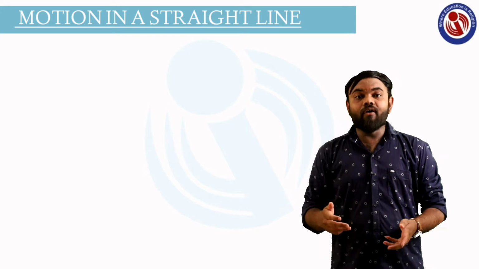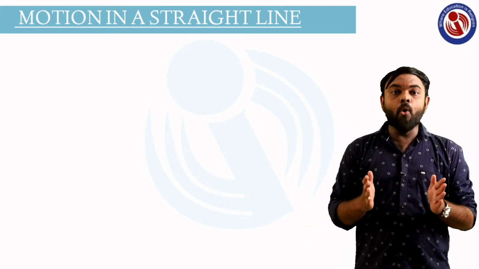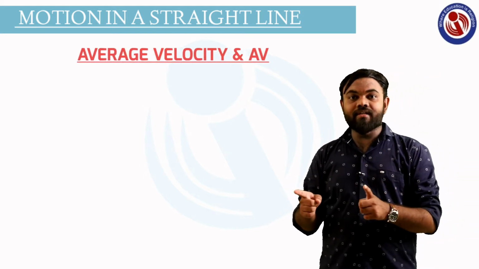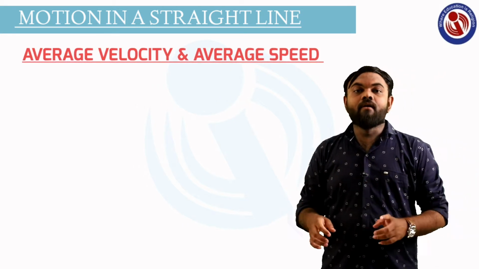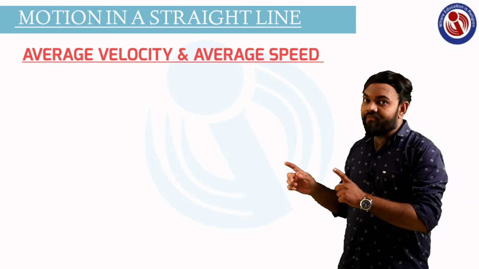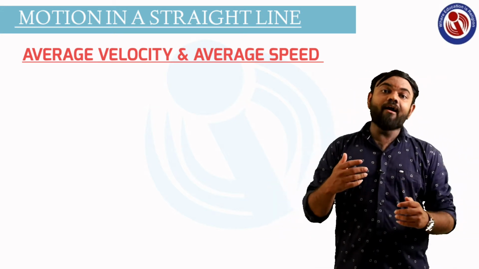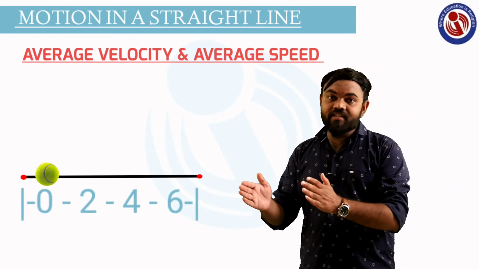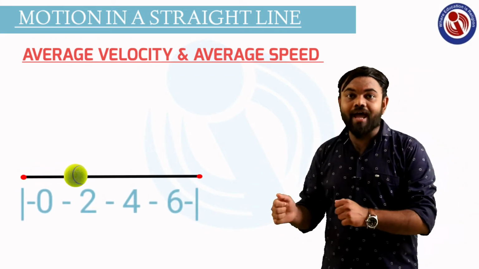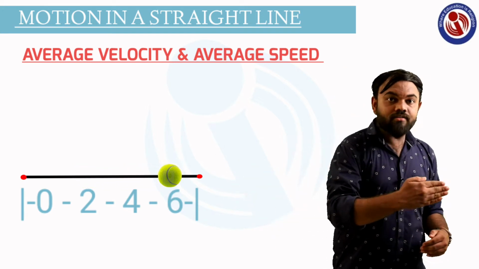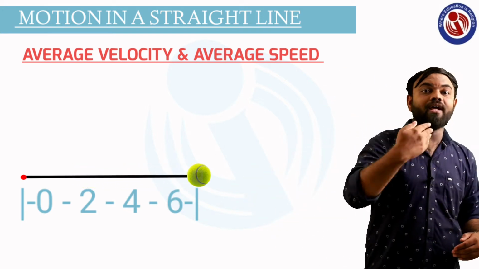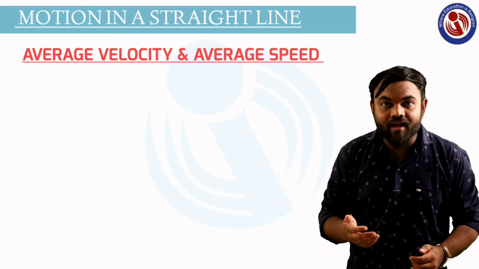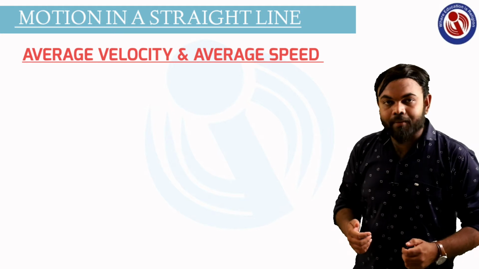Now we can derive another physical quantity in motion in a straight line. It is average velocity and average speed. First of all, what is average velocity? Why did we derive average velocity? Motion is a change in position with respect to time. But how fast an object moves with respect to time, we cannot define. For this, we define average velocity.